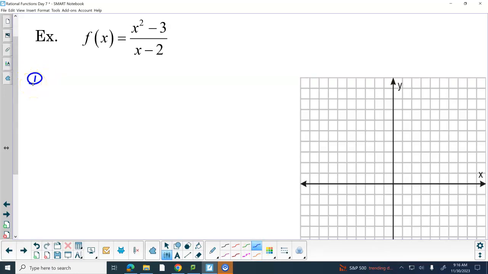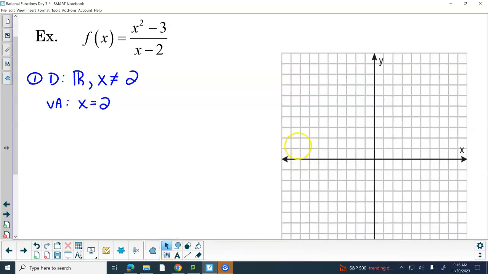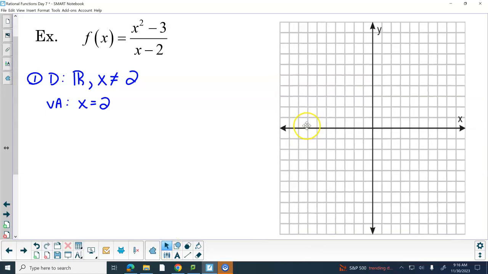Step number 1 says we need to find the domain. What would the domain of this function be? x can't equal 2, which means the vertical asymptote is x equals 2. So let's put that on our graph.